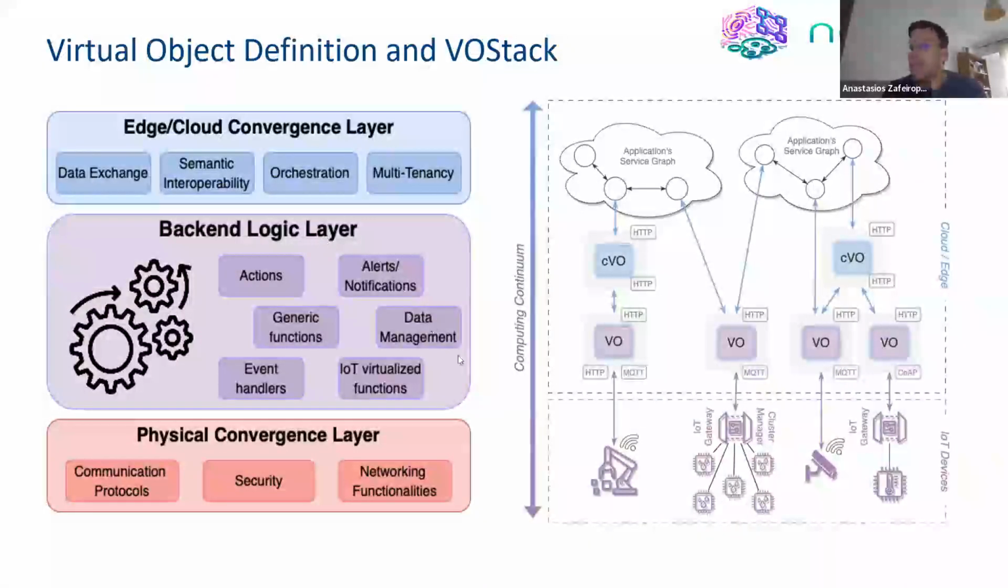So on the left part of the screen, we have the layers of the virtual object stack. So we have three layers. The physical convergence layer, where we try to implement functionalities related to the support of different communication protocols, for instance, HTTP and MQTT, the application of proper authentication, authorization, and general security functionalities for the interaction between VOs and IoT devices, but also among VOs or between VOs and CVOs, and also networking functionalities.